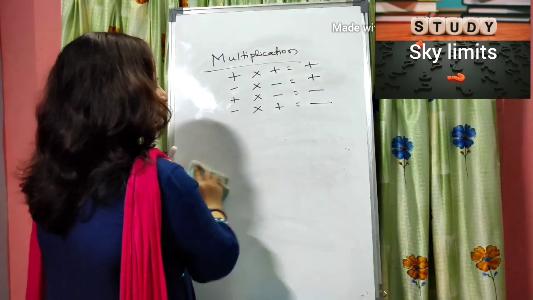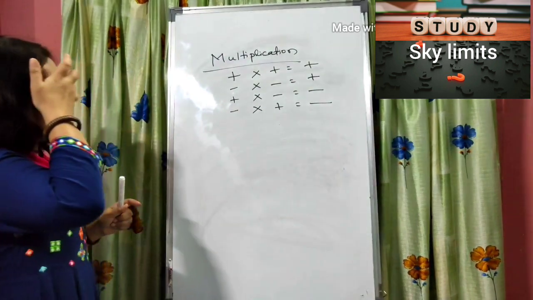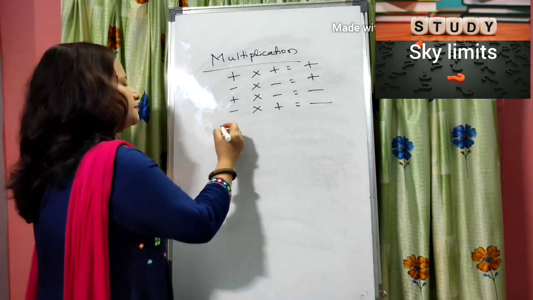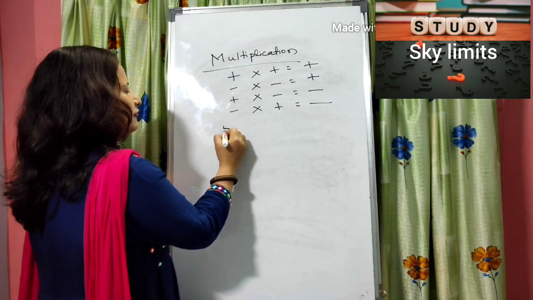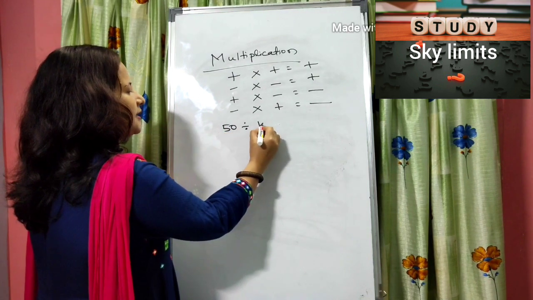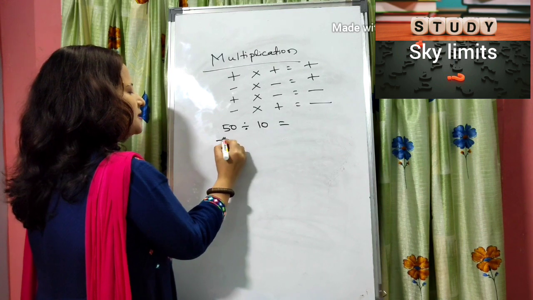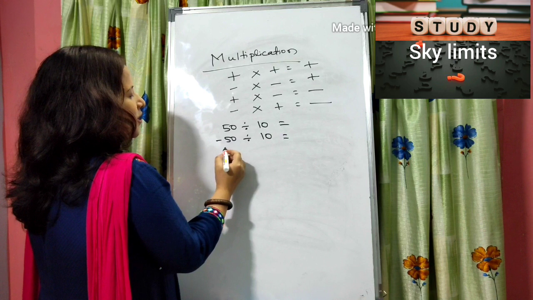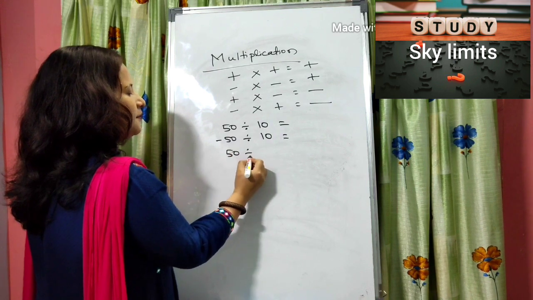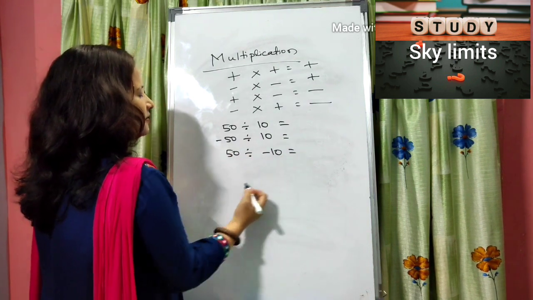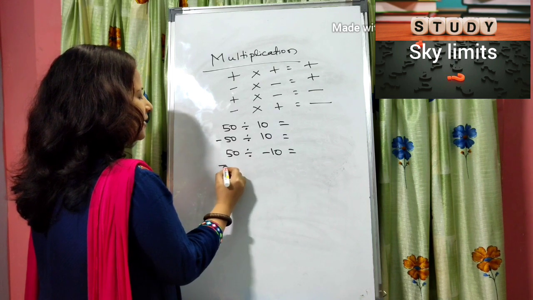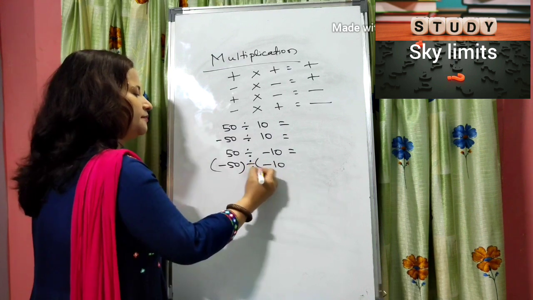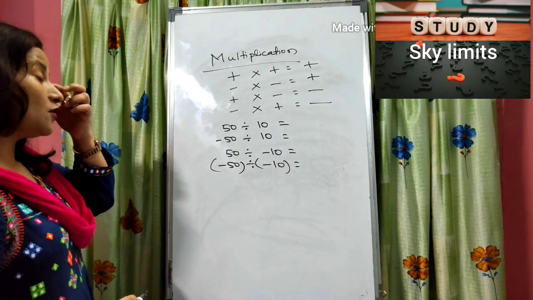Now let us come to division, which is also very simple once you understand it. So 50 divided by 10, minus 50 divided by 10. Then you have 50 divided by minus 10, and again the next one is minus 50 divided by minus 10. Okay? This is your question on division.